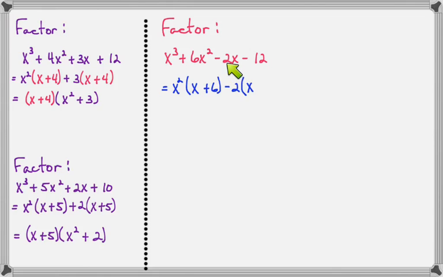Okay, and the GCF is 2, so 2 goes into both of these. And so negative 2 times x gives us minus 2x. Now negative 2 times positive 6 will give us this negative 12.